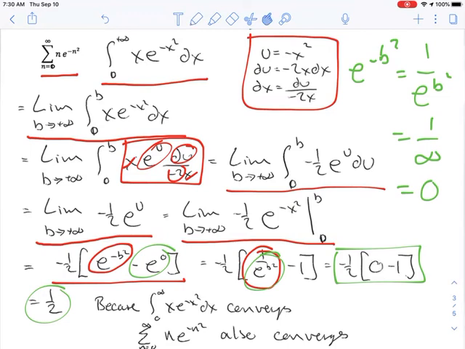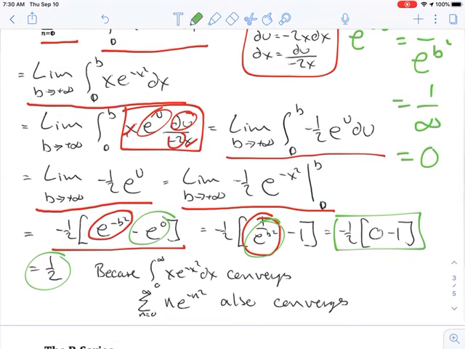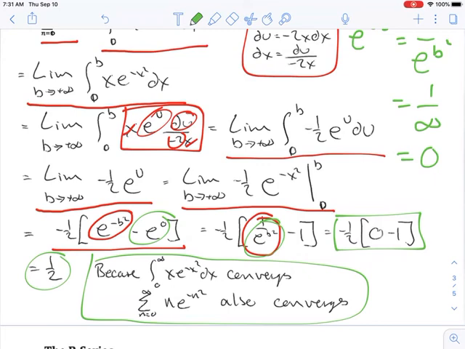And therefore, we may conclude that the integral converges to 1/2. Now again, it doesn't matter what the integral converges to. It just matters that it converges to some value c or L. So as long as the integral converges, then the series will also converge. And that is the integral test. So we now have two tests, the divergence test and the integral test.